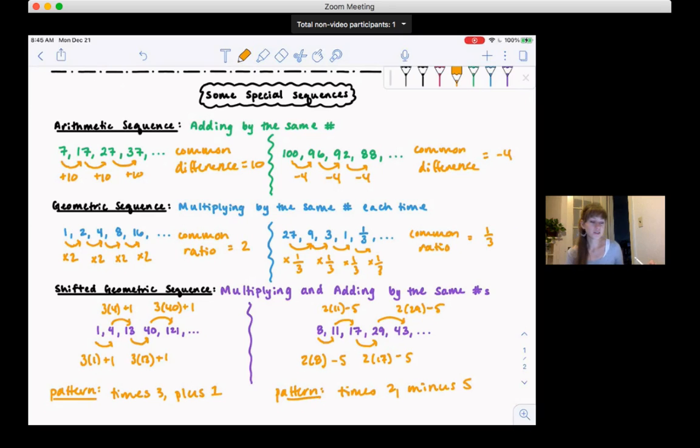All right, so that's a quick overview of what sequences are and 3 special types of sequences.